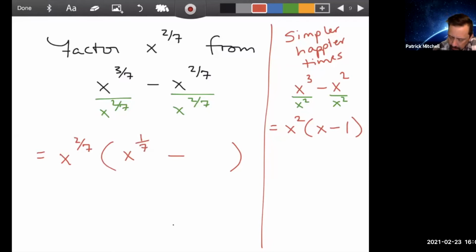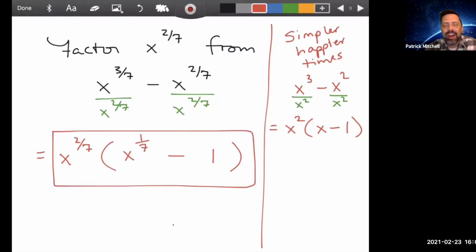It's a number divided by itself. So when you factor x to the 2/7 from x to the 3/7 minus x to the 2/7, this is what you get. All right, now if I'm not mistaken, there's only one thing left.